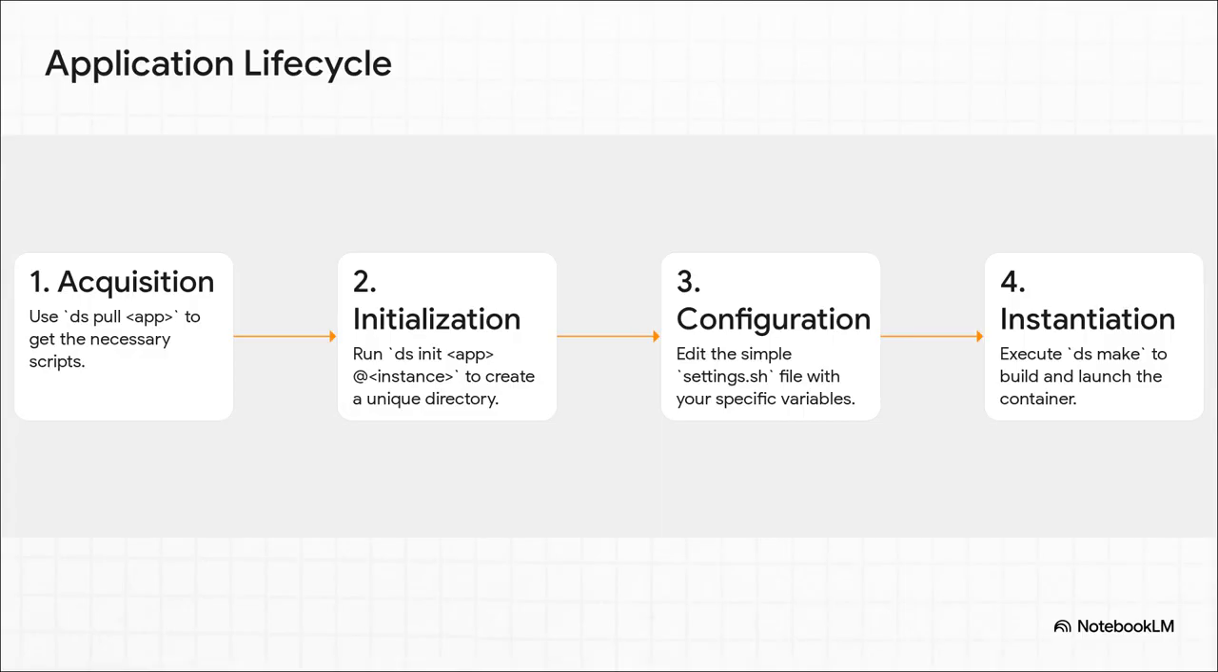First, acquisition. You pull the scripts for the app you need. Second, initialization. You init a unique instance of it. Third, configuration. You just edit a single, simple settings.sh file. And finally, instantiation. You run dsmake, and boom, it builds and launches the whole thing for you.